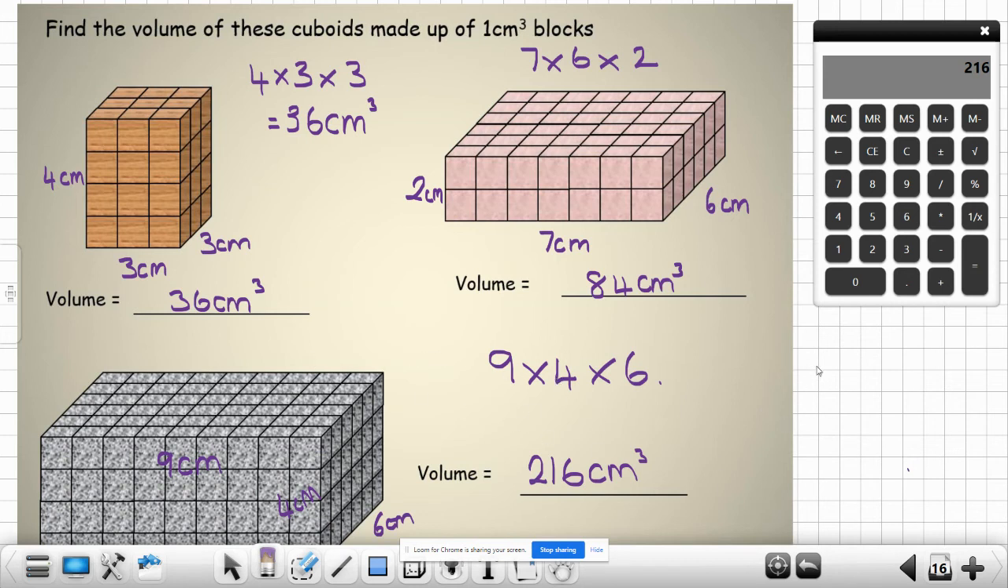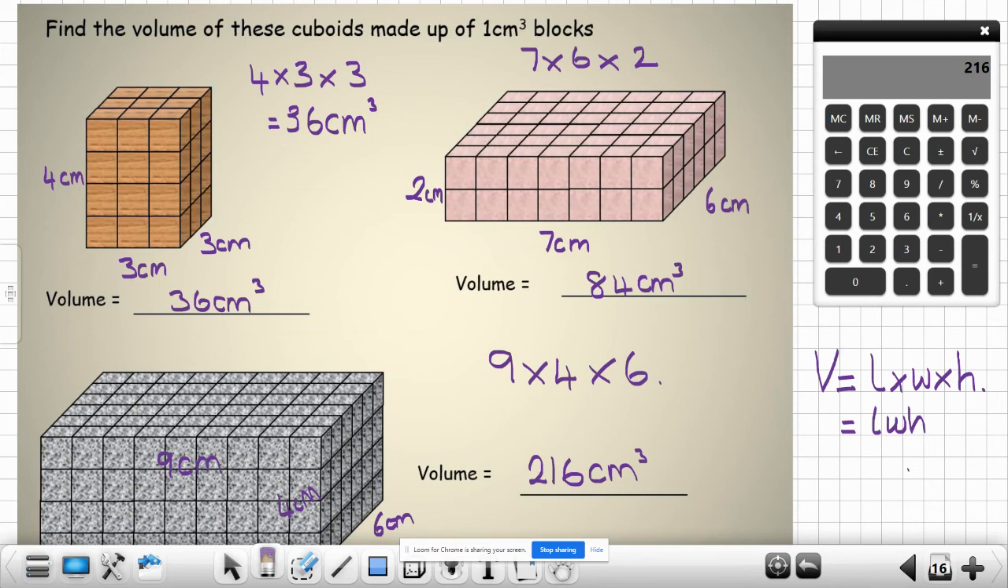And the standard formula to find the volume is written as length times width times height. But of course, sometimes we're going to get depth. Sometimes it might be described in different ways. The key thing is that all three of those measurements get multiplied together to give the volume.